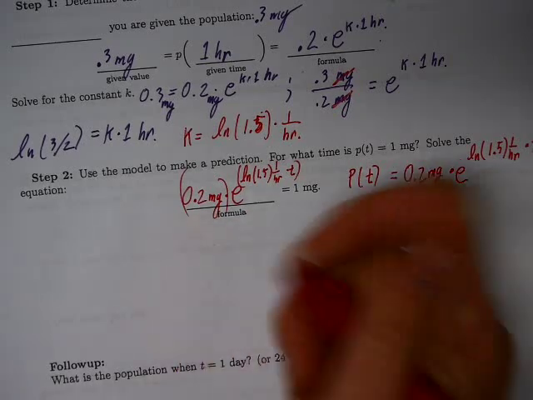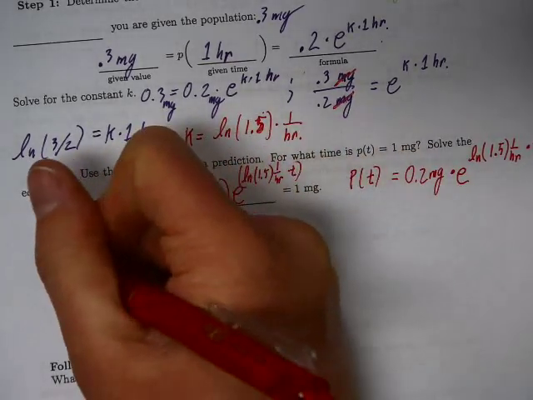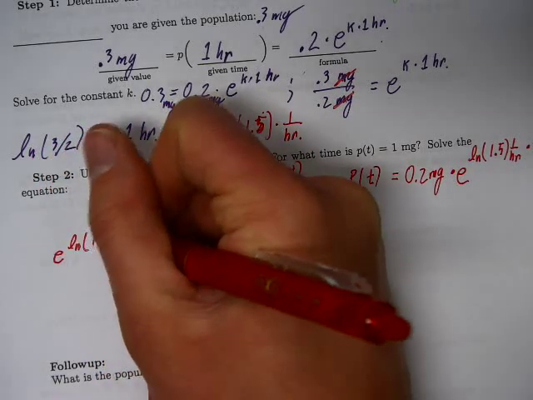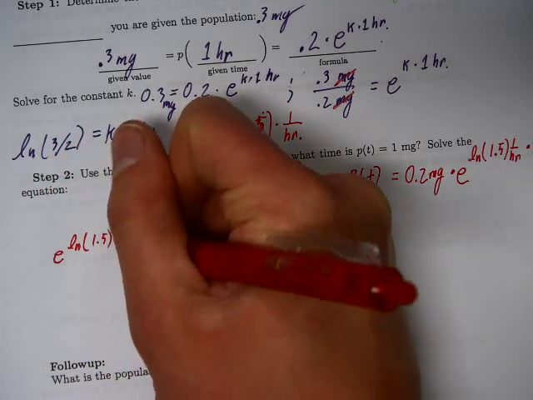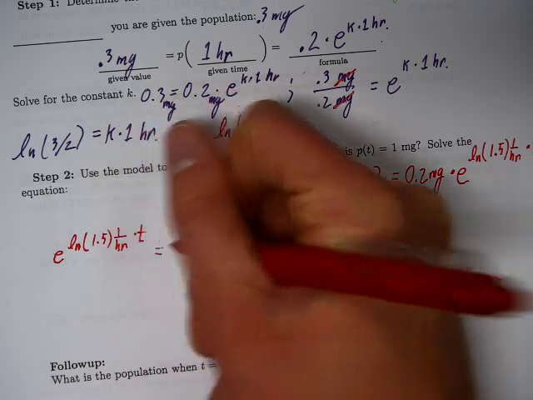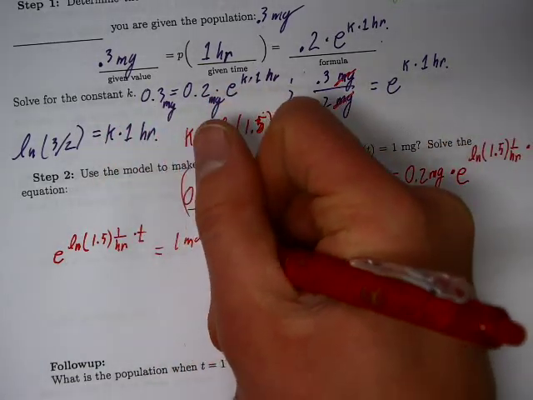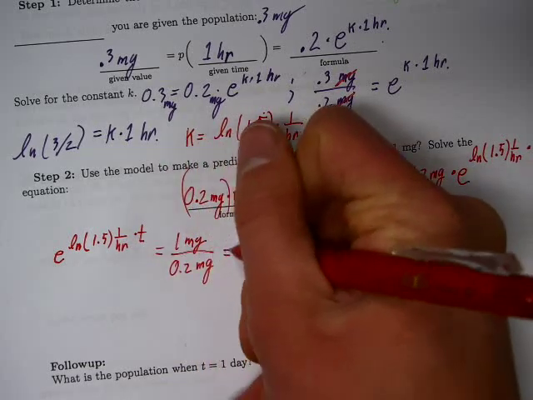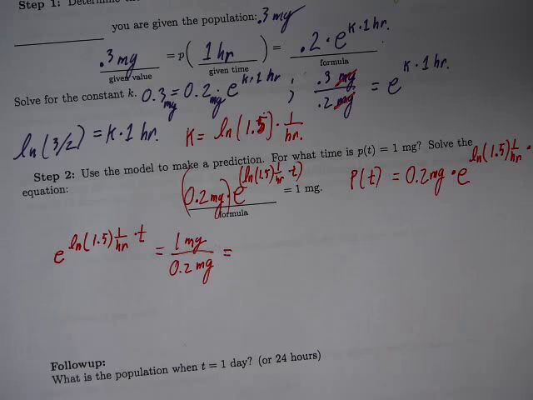Step 1, do this division. So e to the ln of 1.5 per hour times t is equal to 1 milligram divided by 0.2 milligrams. And let's simplify that right-hand side a little bit. Either use a calculator or I don't. Maybe I'll just show you how to think about it without. In fact, let's use this to remember how to do division.